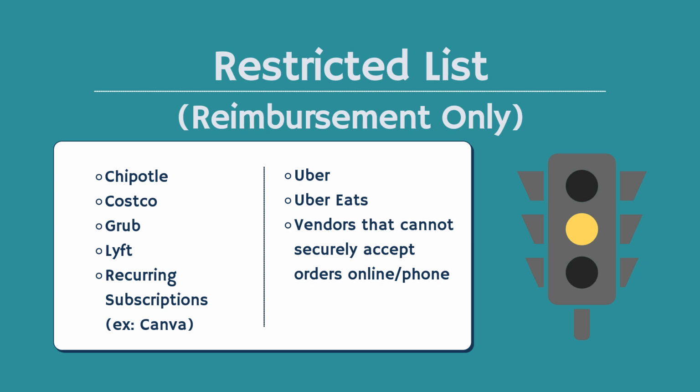Restricted vendors are vendors that student organizations may purchase from and receive reimbursement but are not available for purchase by our office. These vendors include Chipotle, Costco, Grub, Lyft, recurring subscriptions such as Canva, Uber Eats. Restrictions may apply with vendors that cannot securely accept orders online or over the phone.